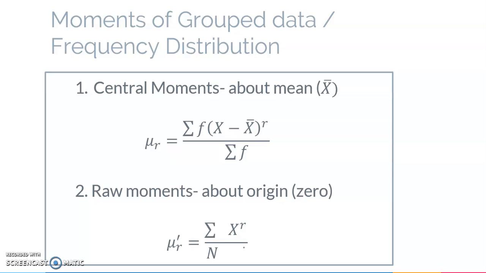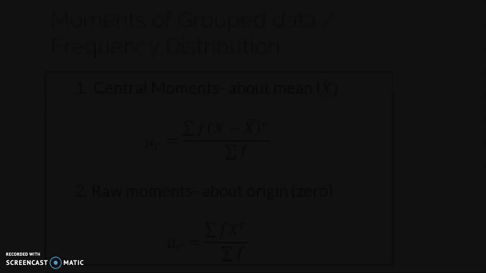Similarly, for finding raw moments, you can derive the formula if frequencies are also associated: multiply by f in the numerator, and in the denominator, instead of n, you are supposed to take summation of f. So using these formulae, you can solve the sums where frequencies are also involved.